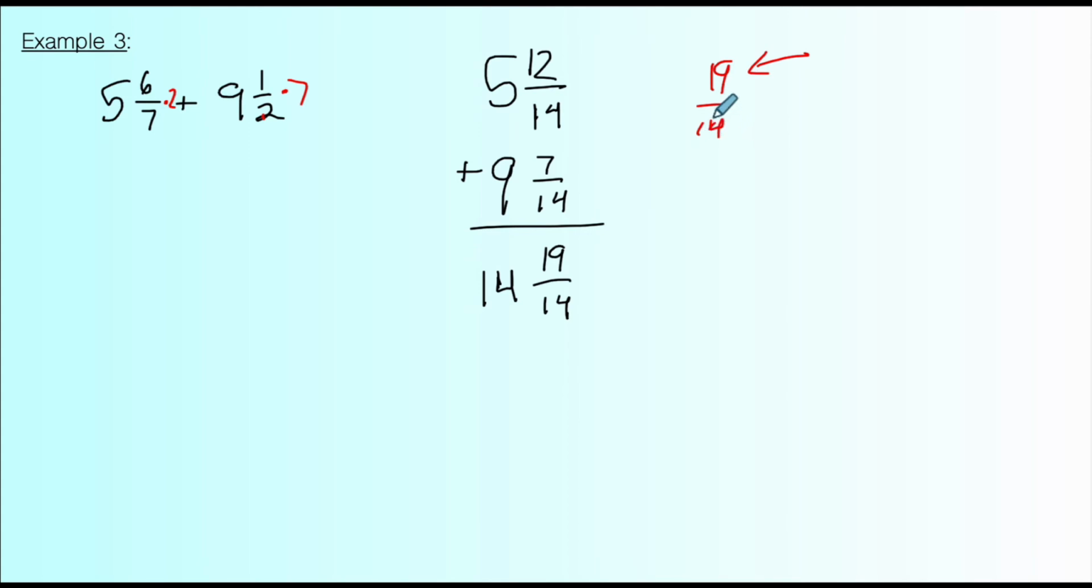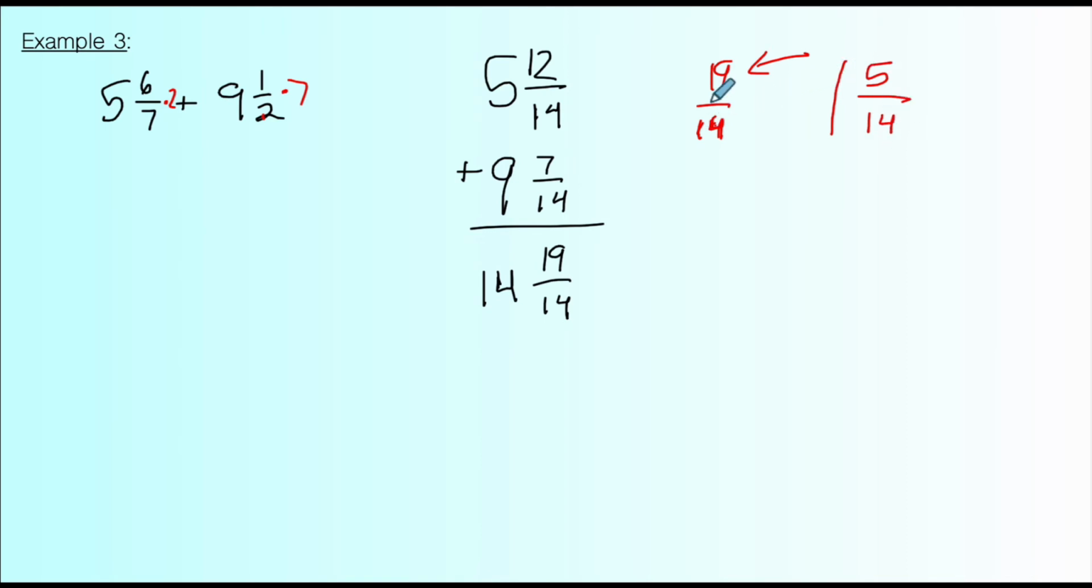We want to put this fraction into proper form. A proper fraction is one where the numerator, the top number, is smaller than the denominator. So to do that, how many times can 14 go into 19? It can go in 1 time. 14 can go into 19 once. And what's left over after 14 has gone into 19? Well, there's still 5 left over.